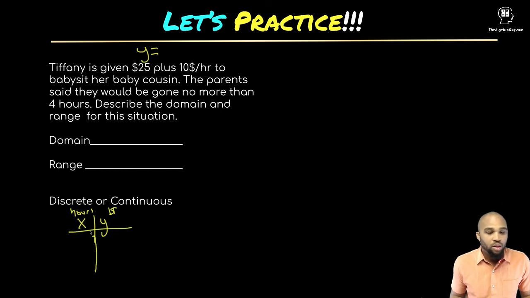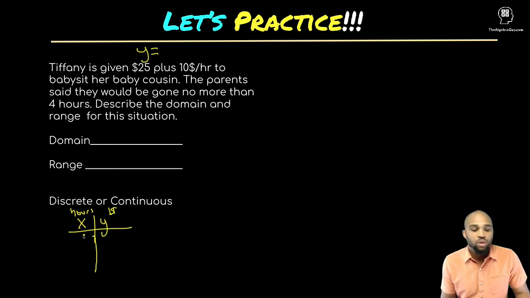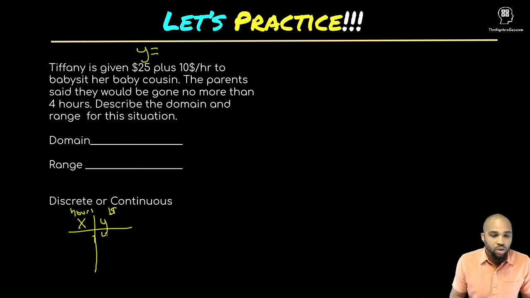If you wanted to think through this and kind of see what's going on, you could put 0 here for what if she works 0 hours, how much she technically gets. And then what if she works 1 hour, and so on and so forth. So Tiffany's given $25 plus $10 an hour. So $10 per hour plus 25 is the equation I'm looking at. What's the domain and range of that?